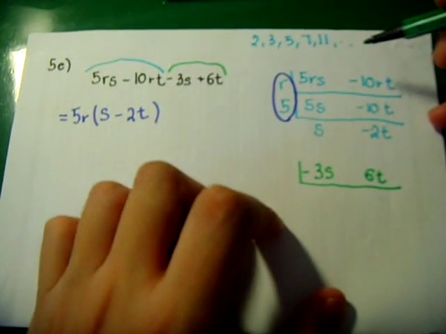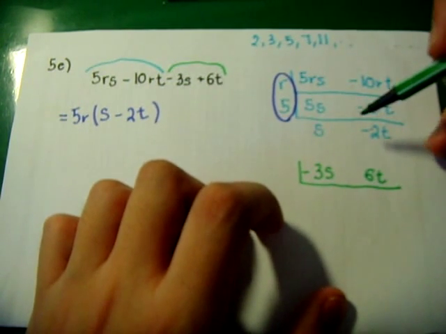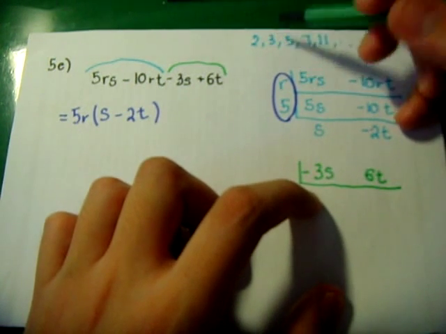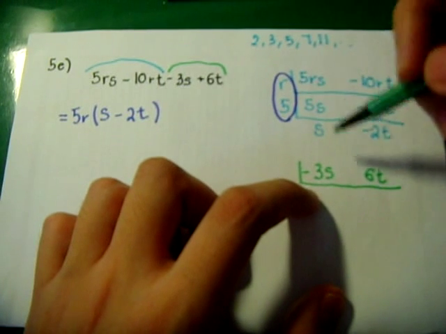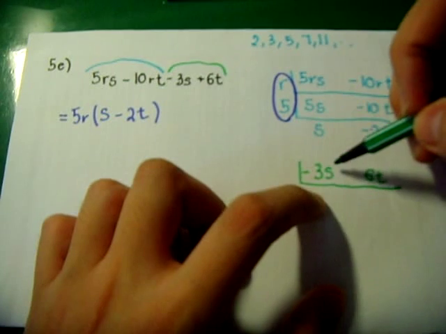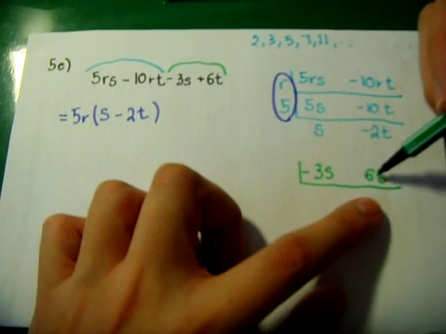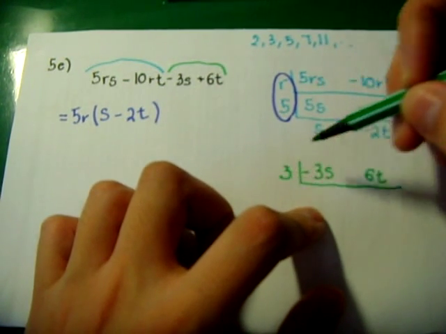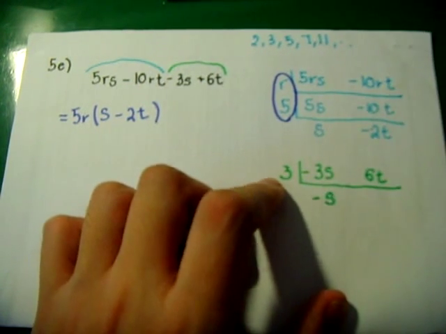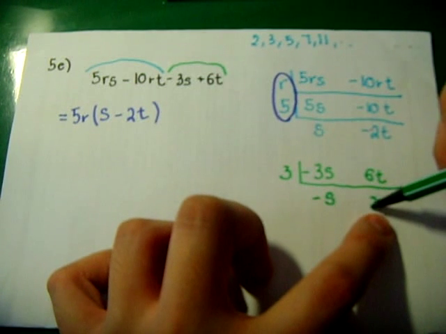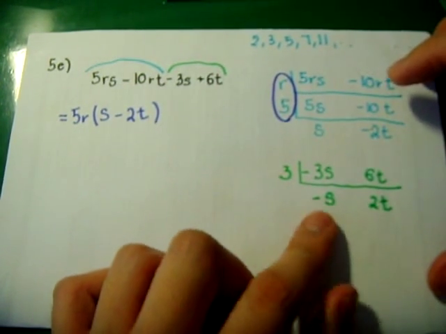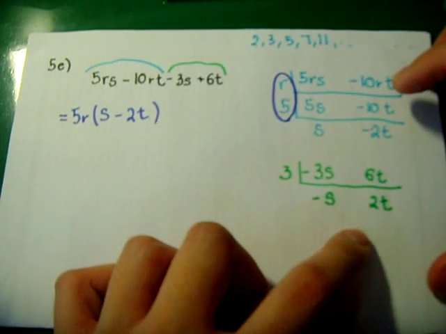Next I'll try with the prime numbers. 3 divided by 2, I'll get a decimal number. I need a whole number, so I cannot use this. Let me try 3. 3 can divide by 3, 6 can divide by 3, so I can use 3 here. Negative 3s divided by 3, I'm left with negative s. 6t divided by 3, I'm left with 2t. I have no more numbers I can use.